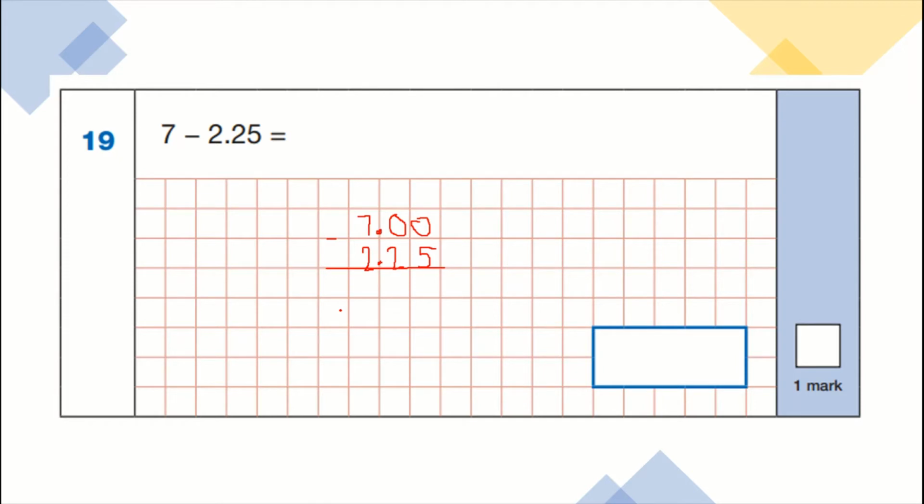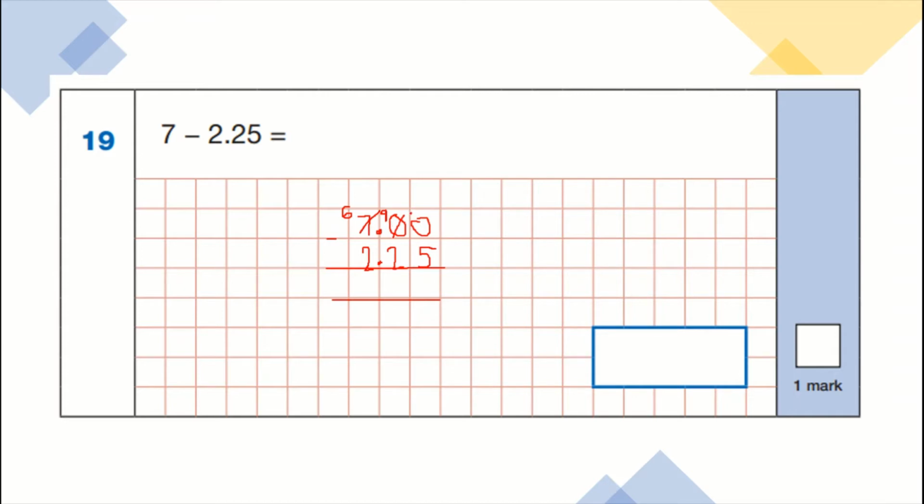So just like a normal column method, 0 minus 5, we can't do that. We have to borrow from the next number along. But this number is also a 0. So we have to move to the 7. We're taking 1 off and giving 1 to the 0 here, making this a 10. Now we have to give 1 to this 0 here. We just have to cross this out, making this a 9.